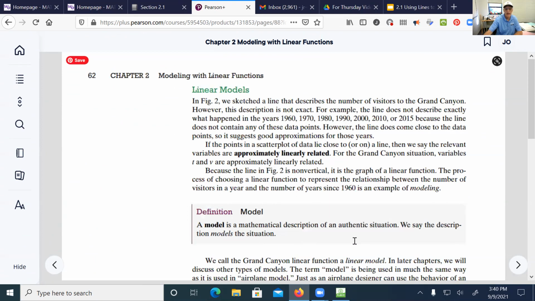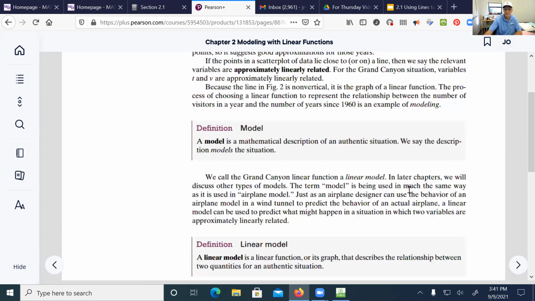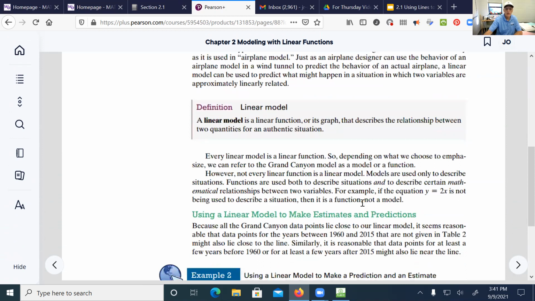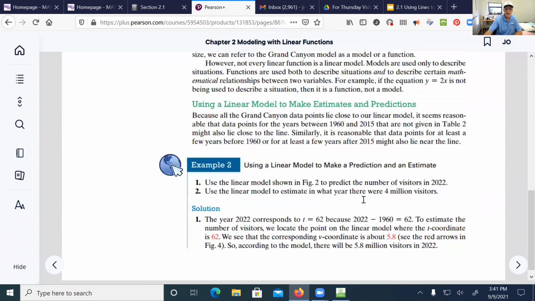A model is a mathematical description of an authentic situation. We say the description models the situation. And we're going to be using a line on graph paper.